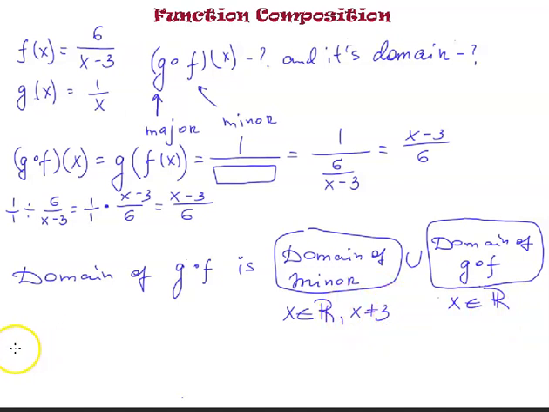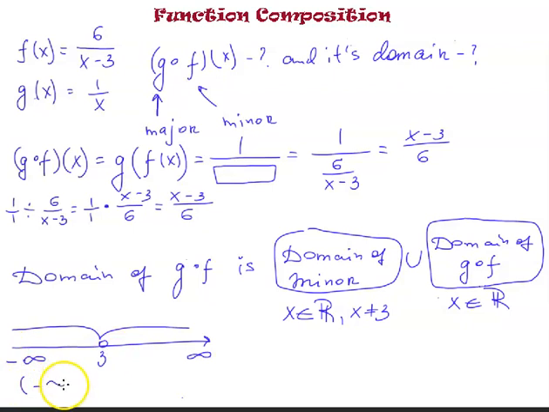I will use a number line to demonstrate the domain. We need to exclude the number 3. So number 3 will divide the number line into two segments. The first one will be from negative infinity to 3, and the second from 3 to infinity. I will use interval notation to write the domain. So that will be from negative infinity to 3, parentheses, union, and then from 3 to infinity.